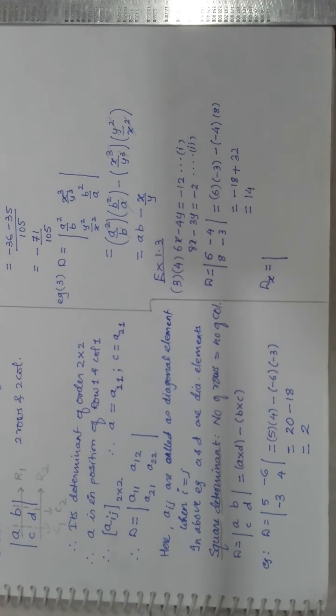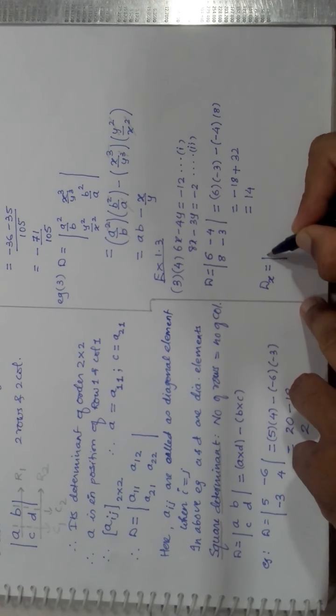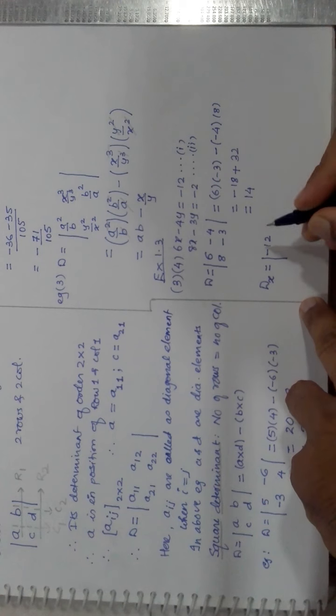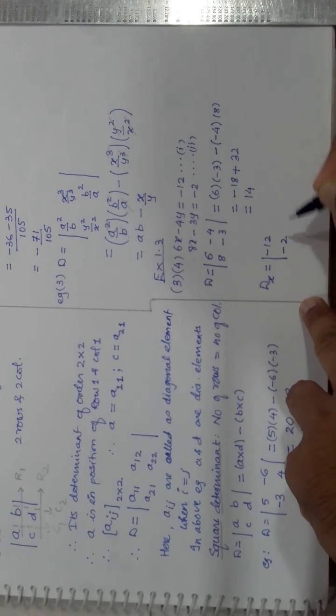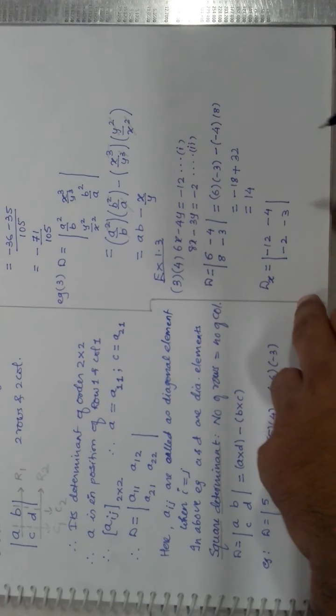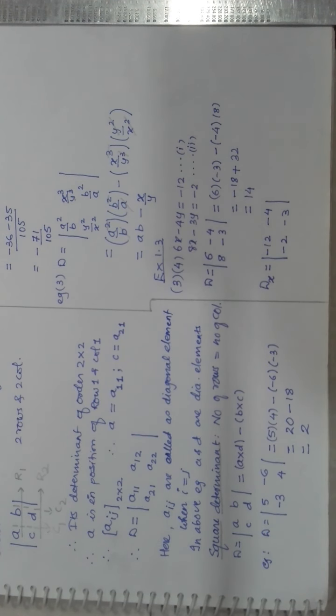That is minus 12 and 2 will be in that place serially, that is the upper one on top, the lower one below. And this minus 4, minus 3 remains unchanged. Shall I repeat again what I said?